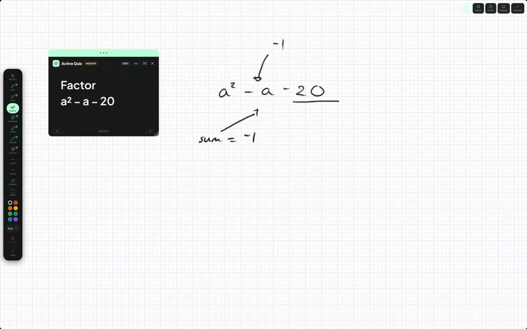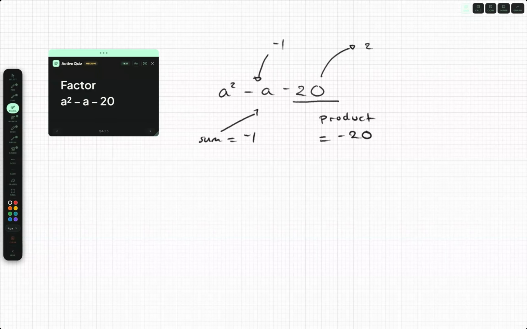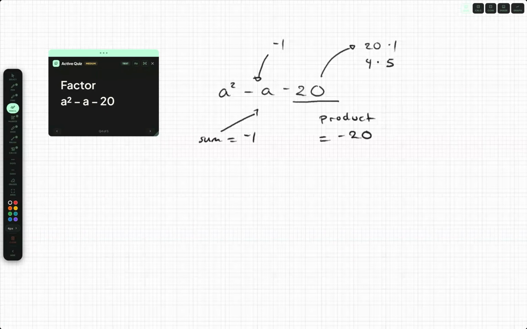And the product has to equal negative 20. Right, so let's start thinking about what our factors of 20 are. Well, 20 times 1 probably won't work. 4 times 5 sounds pretty good to me. Now we need to decide where our signs are going to go.